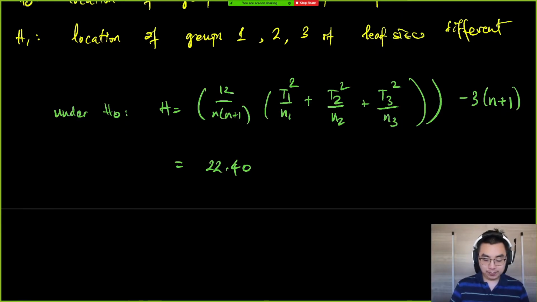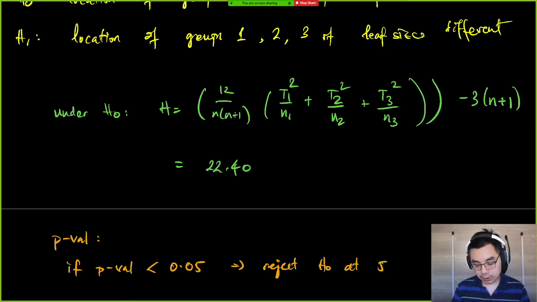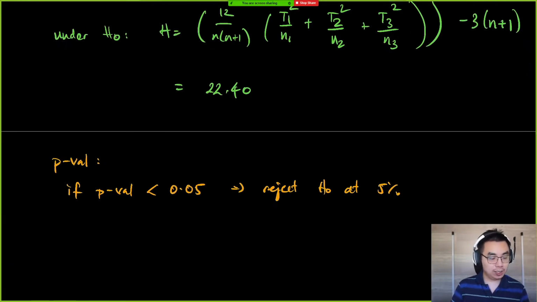Okay. So now the same idea, right? You can calculate the p-value. And if the p-value is less than 0.05, you reject the null at 5%. All right, so what's the p-value?